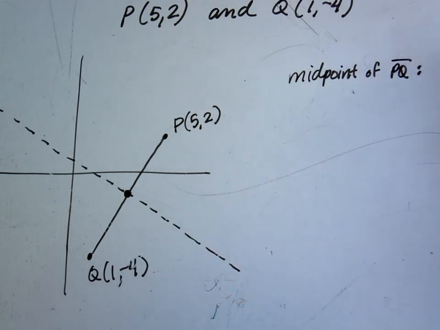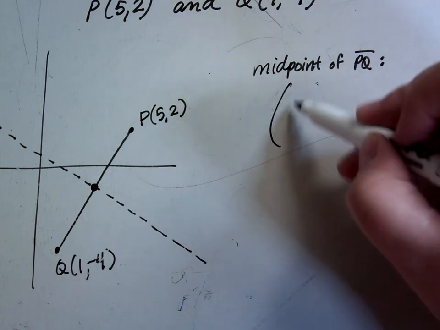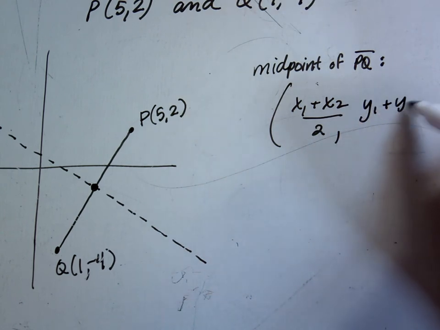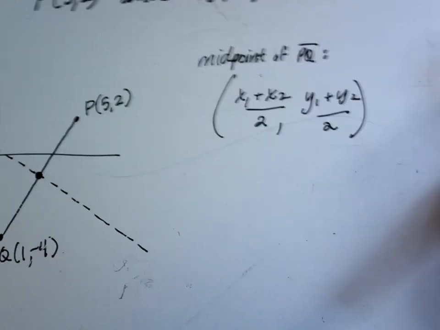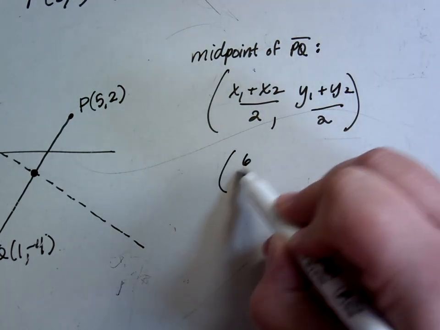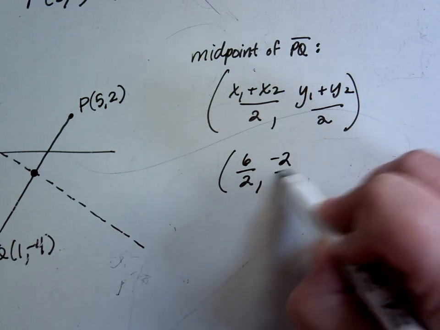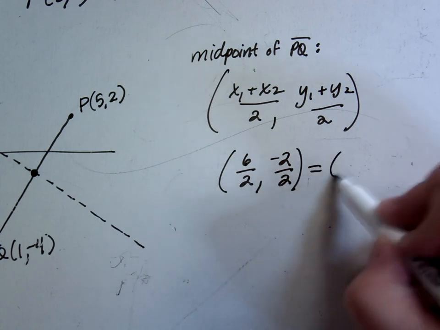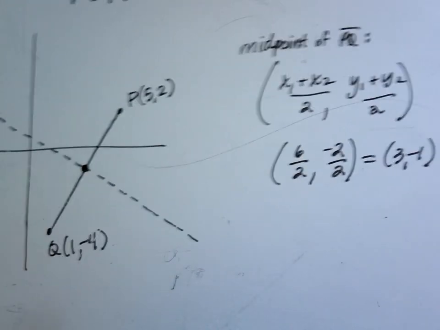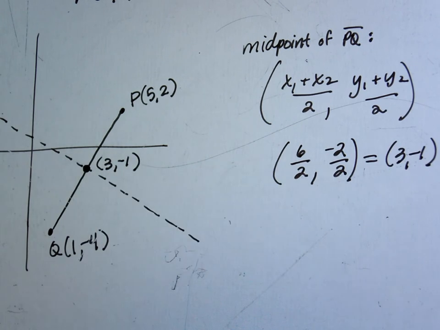The midpoint formula, please remember, is nothing more than averaging the x's and averaging the y's. Averaging the x's means add them together and divide by 2. Averaging the y's means add them together and divide by 2. There's your midpoint formula. So average the x's: 5 plus 1 is 6, divided by 2. Average the y's: 2 minus 4 is negative 2, divided by 2. And we get (3, negative 1). So that's where this perpendicular bisector intersects the segment PQ.